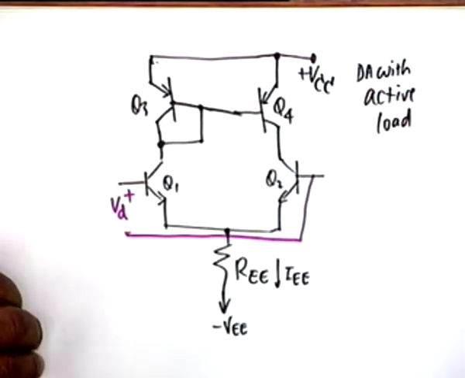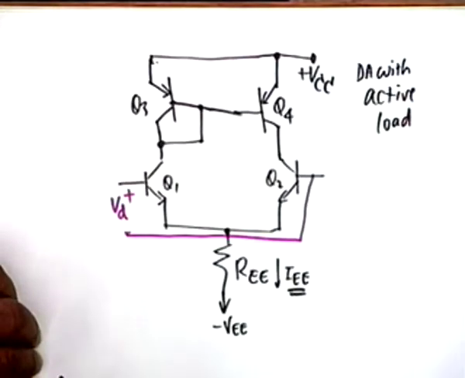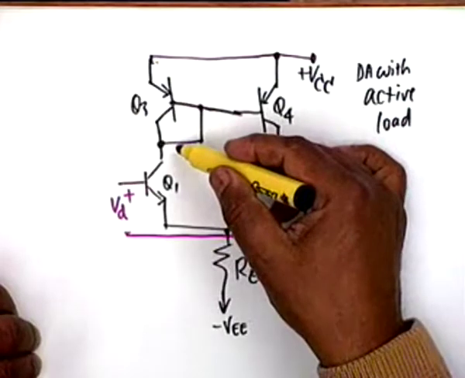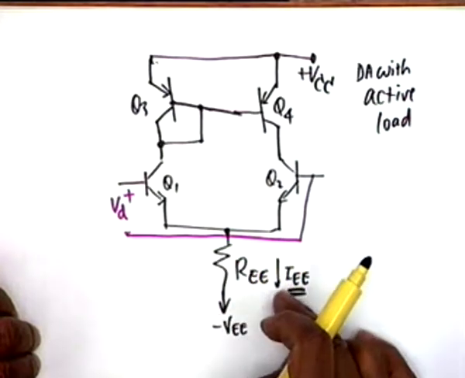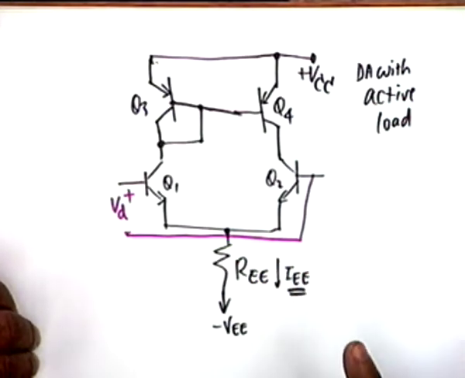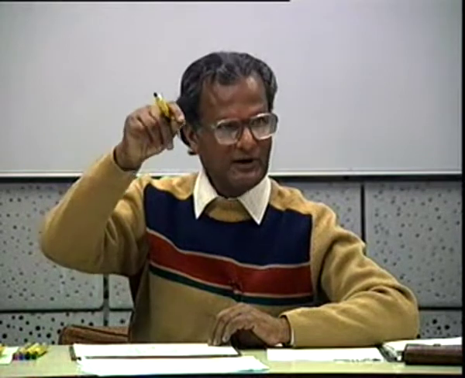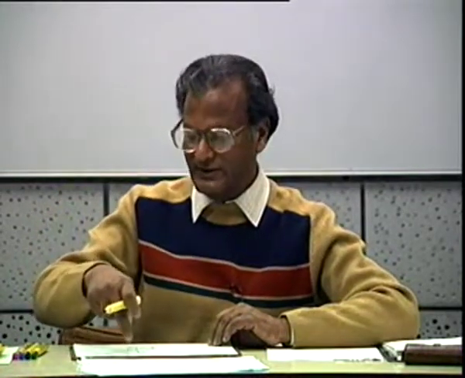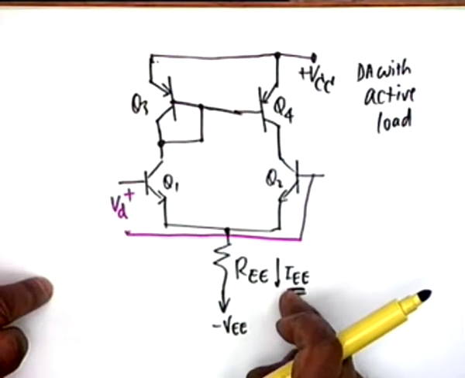Problem. What is the problem? Who sets the reference for this current mirror? This I sub EE sets the reference. The two collector currents are IEE by 2. So as long as IEE is a current source, which we achieve by using another current mirror, and in that current mirror IEE is determined by a reference resistor. Okay, so ultimately it goes back to a resistor, but one reference resistor is enough for setting the reference values for Q3, Q4 and also Q5, Q6, which is used for REE.